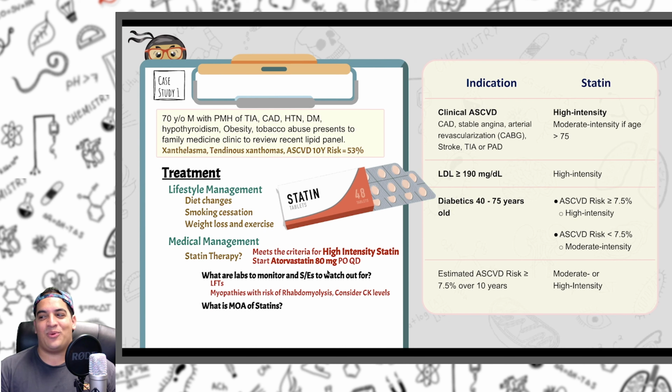What's the mechanism? How does this one work? It's an HMG-CoA reductase inhibitor, so it inhibits the synthesis of cholesterol. So that's important to remember.